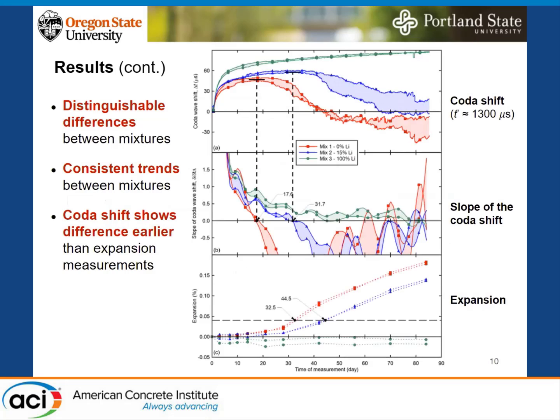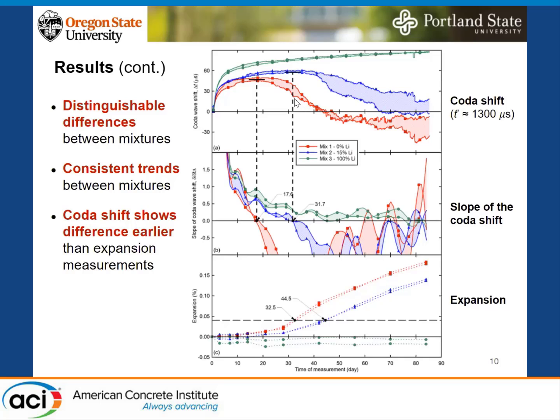And here is a slide with all the results in one graph. I'll start with the bottom one. The x-axis here is the time of measurements, again from day 0 to day 90. And the y-axis in the bottom plot is the expansion. This is a regular plot of expansion according to the ASTM standard. As we expected, for the fully mitigated 100% lithium, there's no expansion happening. But for the other two, the one with 15% lithium and the one without lithium, we see the expansion is happening and it crosses the threshold at day 32 and the other one at day 44.